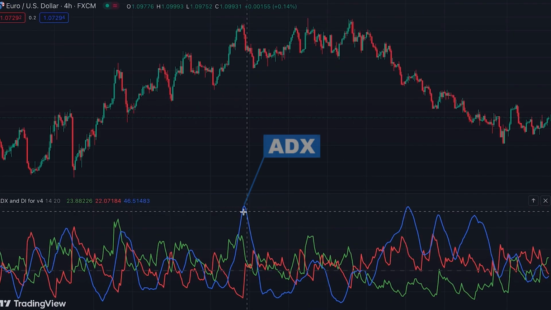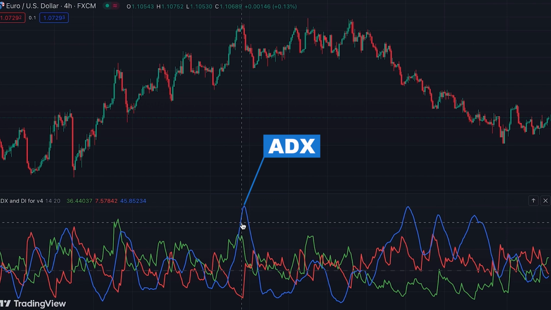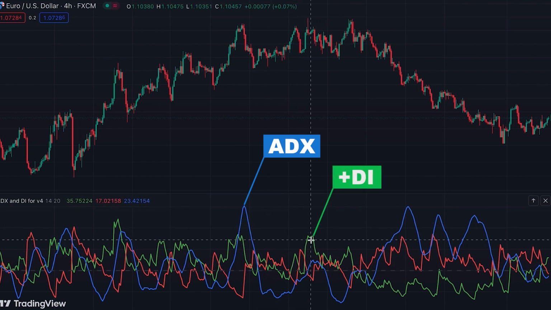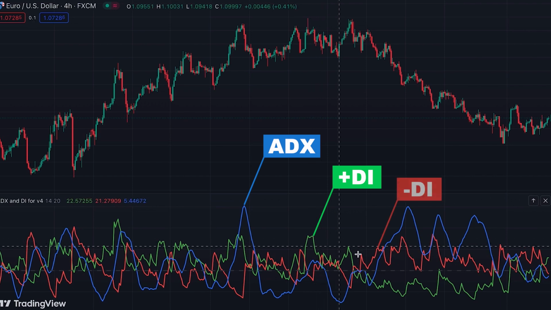This blue line is ADX, Average Directional Index, and it's a non-directional indicator and it only shows strength of the trend regardless of the direction, whether the price is trending up or down. ADX is usually plotted with these two directional indicators. The green line is plus directional indicator and the red line is minus directional indicator, and together they form a trading system that was originally developed by Wells Wilder.